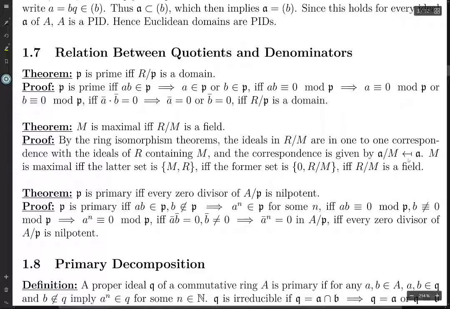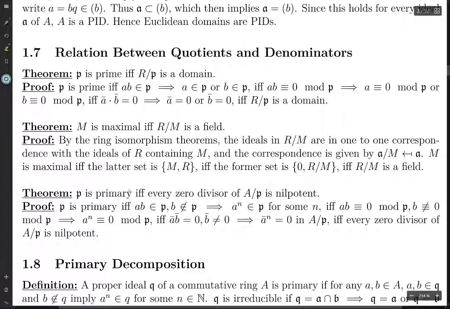Correspondence being given by, well, if you take an ideal A which contains M, then you map to A mod M. M is maximal if and only if the latter of these two sets, i.e. the set of ideals of R containing M, is just M and R, if and only if the former set is M mod M, which is just 0, and R mod M. So the ideals in R mod M are precisely 0 and R mod M, and that's equivalent to R mod M being a field. Alright, so that's that.